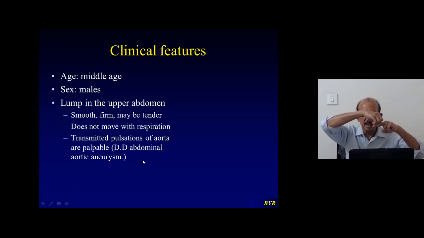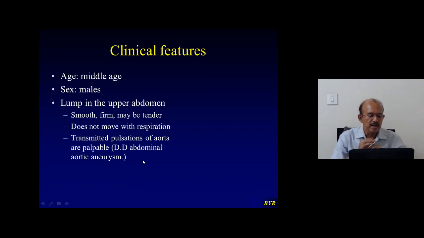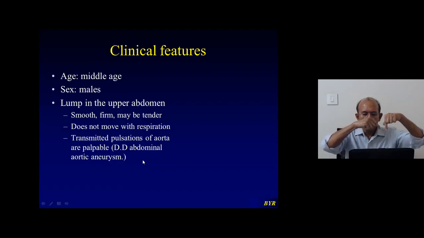So how will you say that it's a transmitted pulsation? It is not expansile. Expansile means the mass itself is completely expanding, as in aortic aneurysm. Usually, if it is a subcutaneous mass, you do the two-finger test. You place two fingers over the mass and closely observe your fingers. In transmitted pulsation, the fingers are just lifted up. In expansile pulsation, the fingers are lifted as well as separated. In transmitted pulsation, the movement will be straight upwards, 90 degrees.